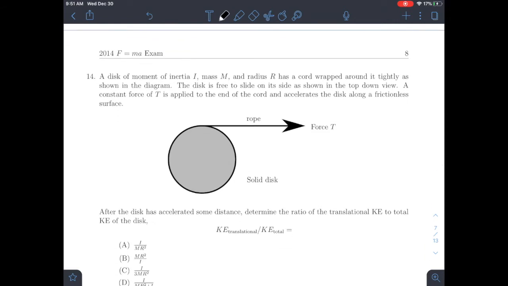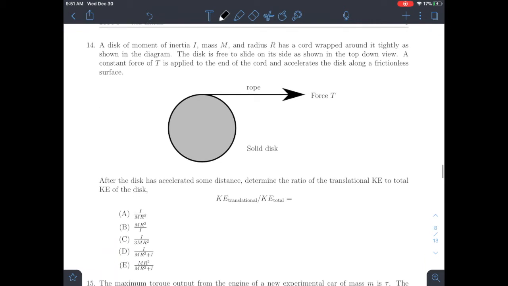14th question. A disk of moment of inertia I, mass m, and radius r has a cord wrapped around it tightly as shown in the diagram. The disk is free to slide on its side, shown at the top of the view. A constant force T is applied to the end of the cord and accelerates the disk along the frictionless surface. After the disk has accelerated some distance, determine the ratio of the translational kinetic energy to the total kinetic energy of the disk. So we have two different kinds of kinetic energy to consider.